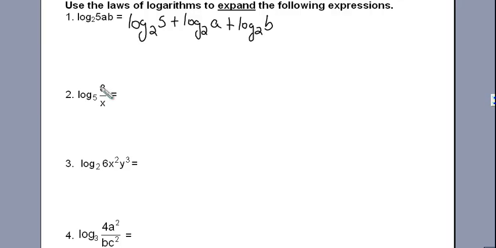Looking at number 2, we've got a quotient. So again, the first one was the first rule. This is the second rule. So we're dividing, so we're going to subtract. We have log base 5 of 8 minus log base 5 of x.